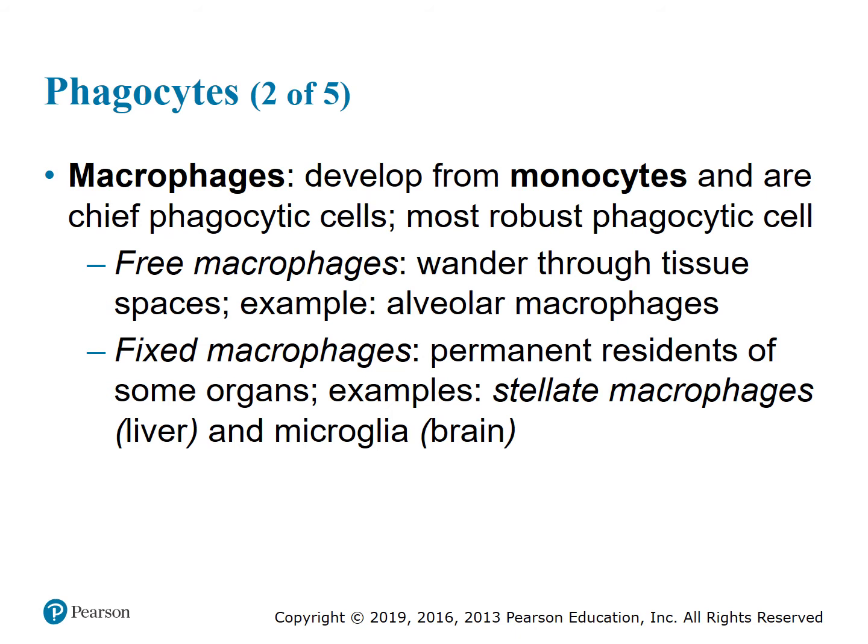There are free macrophages. These wander through tissue spaces. Example, the alveolar macrophages that we've already discussed when we looked at the lungs. And fixed macrophages, these are permanent residents of some organs. For example, stellate macrophages in the liver and microglia of the brain.